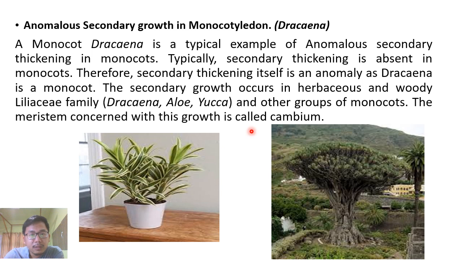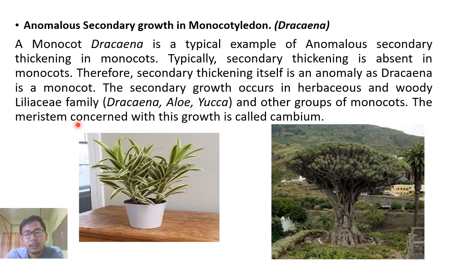Alright, so this Dracaena is deviating from the normal monocotyledon plants, because the majority of monocot plants do not have cambium and do not produce secondary growth. Since Dracaena has cambium, it produces secondary growth, and that type of secondary growth produced in monocotyledon plants like Dracaena is called anomalous secondary growth because it is abnormal compared to normal secondary growth. Mostly it is common in the Liliaceae family. In the case of aloe vera also, they have cambium.